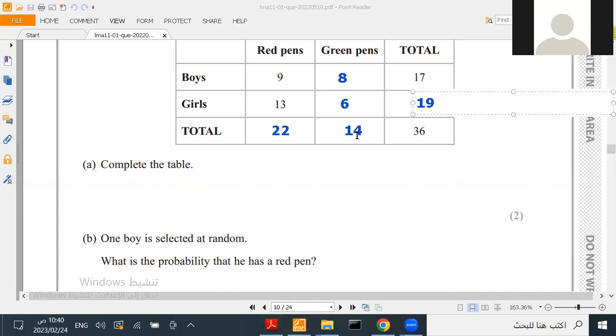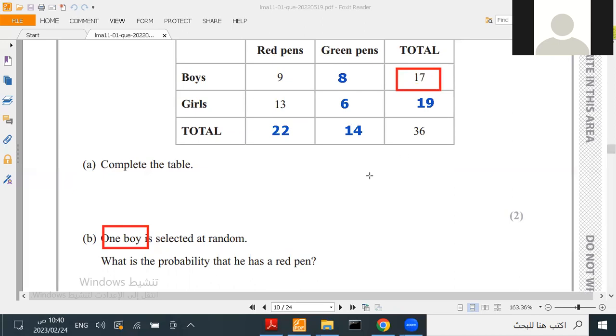Okay. First thing we did, we completed the table. We got the 2 marks. That's good. Now, let's finish the question. One boy is selected at random. After he said one boy is selected at random. He didn't say one of the kids is selected at random, or one of the students is selected at random. So we will work on the boys. So what is my total? The boys' total is 17. Good.